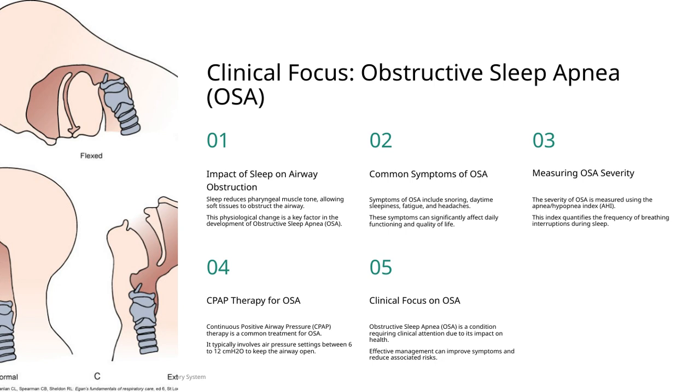Now, it's important to understand how sleep itself impacts the airway. During sleep, the muscles in the throat relax, which reduces pharyngeal muscle tone. This relaxation can cause the soft tissues in the throat to collapse and obstruct the airway. That's a key physiological factor in the development of OSA. So, in summary, recognizing how sleep influences airway patency helps us better understand why OSA occurs and how to target its treatment effectively. Addressing these factors can lead to better management and improved health outcomes for those affected.